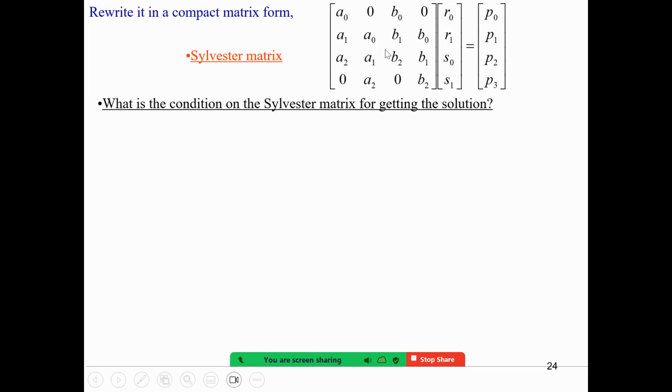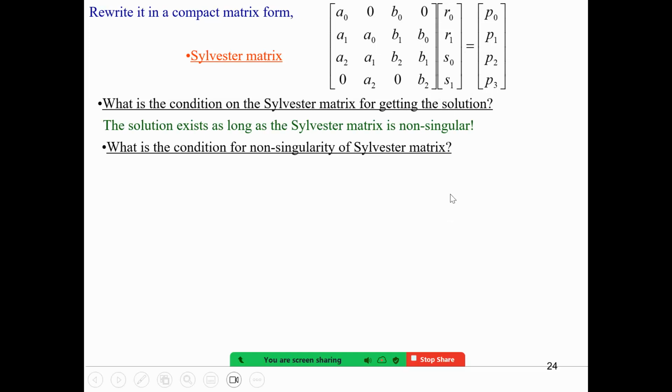The matrix has to be non-singular, right, or invertible. Well, then of course that will depend upon the parameters A and B. So what's the condition such that this matrix will be non-singular? Okay, and for you to see that condition, let's look at one simple example.